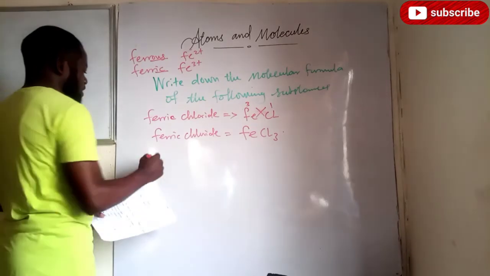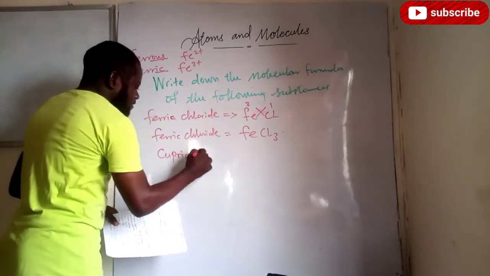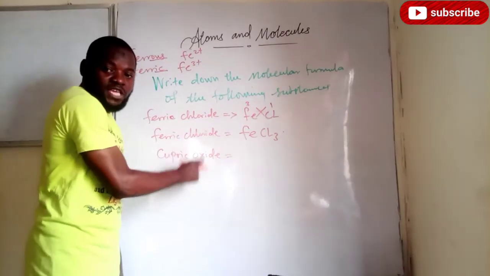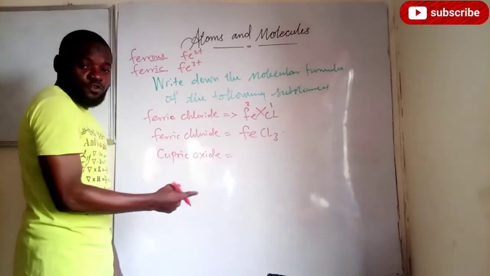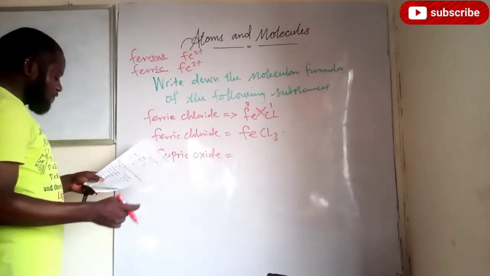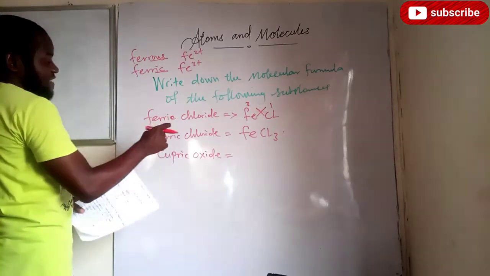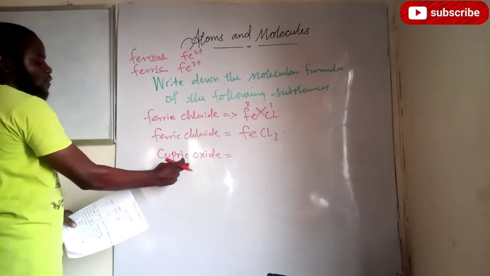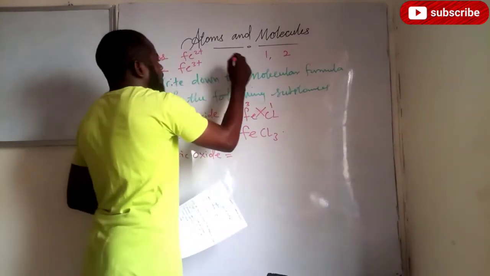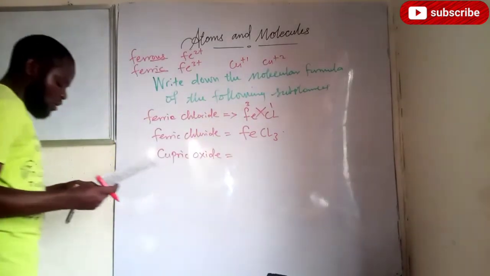Okay, I think I have another one here. Cupric oxide. Okay, when you talk about cupric oxide, you already know that this is going to be a compound, because it's between 2 different atoms. That is copper and oxygen. Now, just like we have 2 valencies for iron, we also have 2 valencies for copper. We have 1, and we have 2. So that is, we have copper that the valency electron is +1, and we have copper that the valency electron is +2.